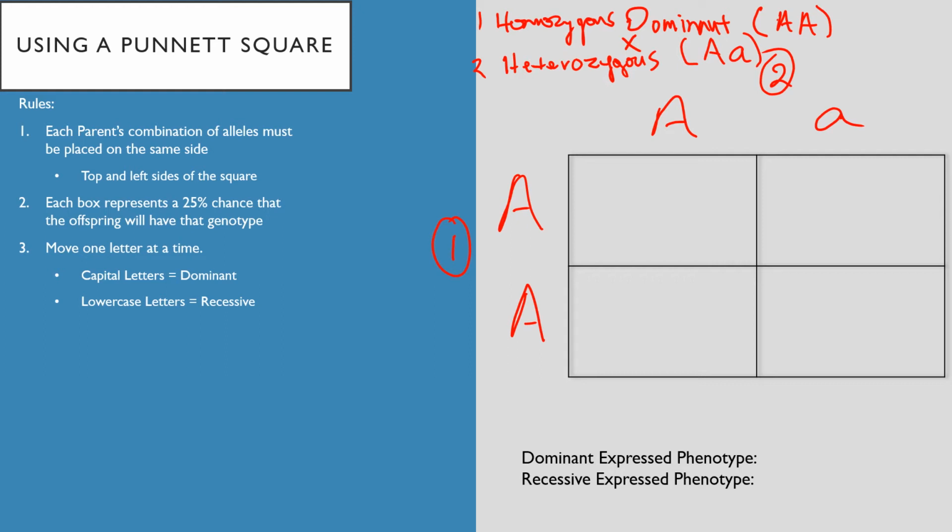So this is a very simple process. All it's doing is bringing it down and over. So I'm going to bring this over. So I have A, A. I'm going to use a different color to show that.